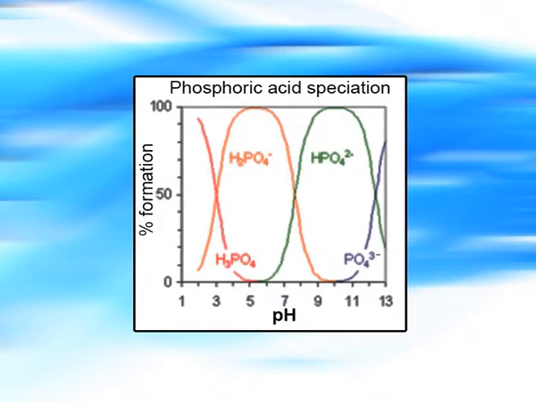In the graph that shows percent formation of different species with respect to pH, we see that at lower pH the form H3PO4 predominates. Upon increase of pH, H2PO4 minus increases and H3PO4 decreases. When the pH increases further, there is concomitant formation of HPO4 2 minus and PO4 3 minus.